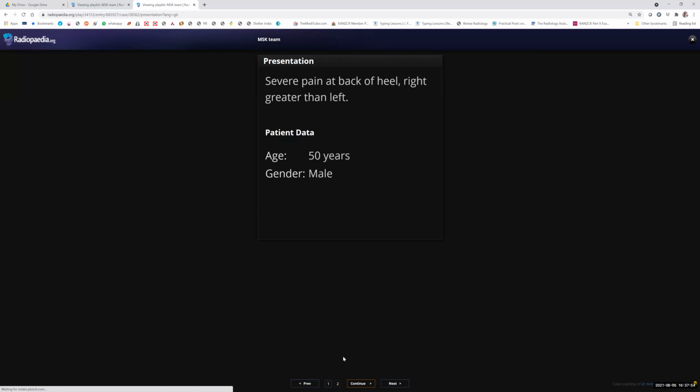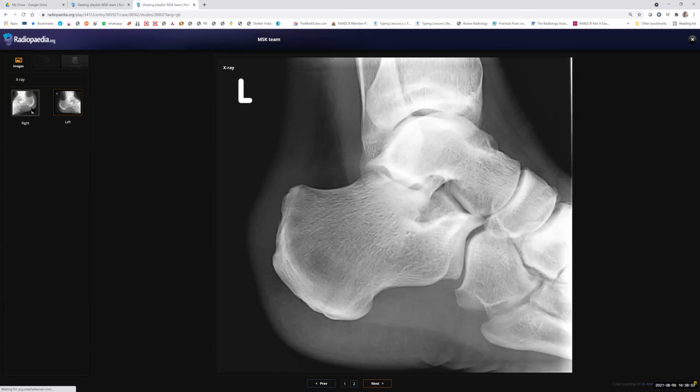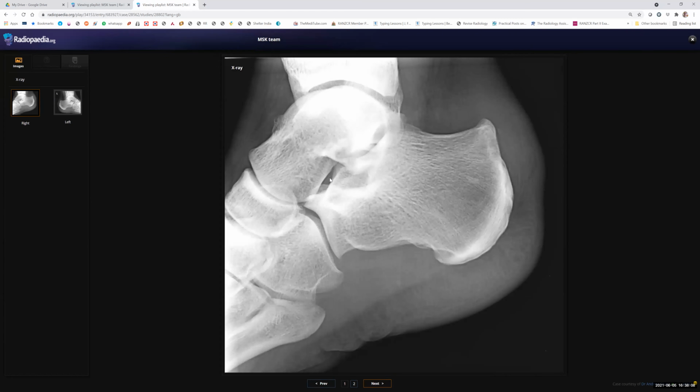Severe pain at the back of the heel, right greater than left. This is the right, this is the left. Both radiographs. The patient has pain on the right side, but I can see there's more soft tissue thickening on the heels. Which part of the heel? Which area of the heel? I think the dorsal side. Sorry, yes, the plantar.